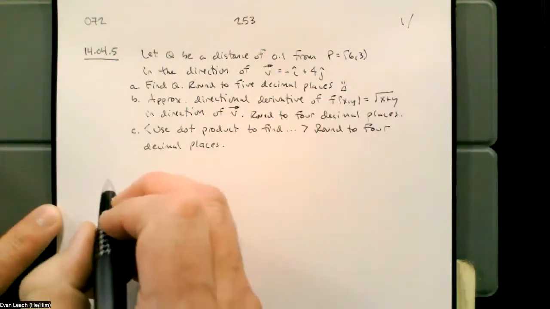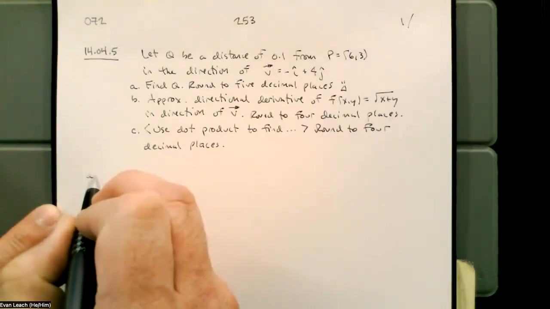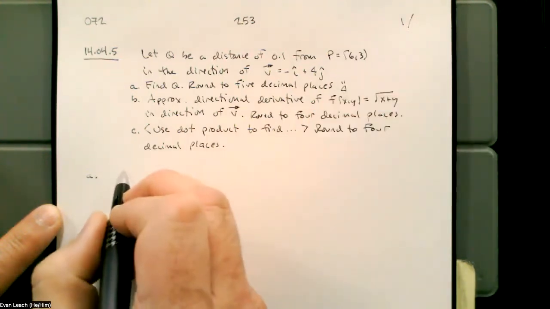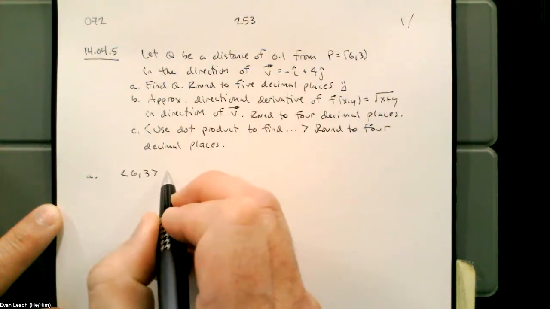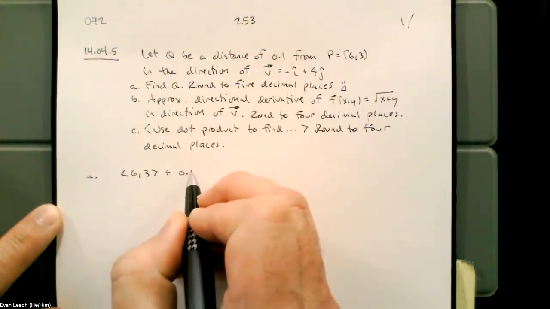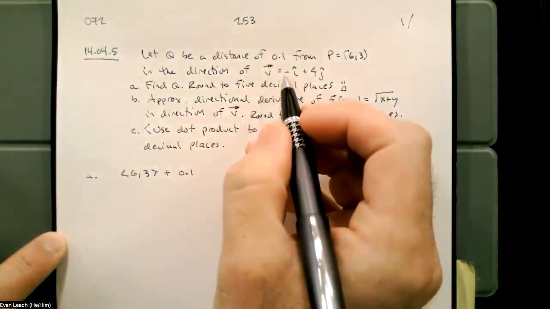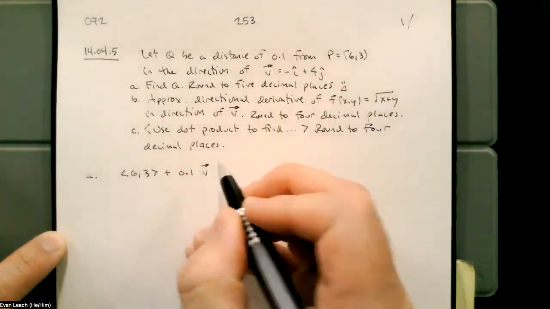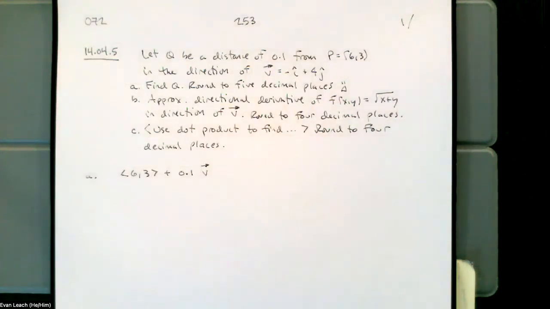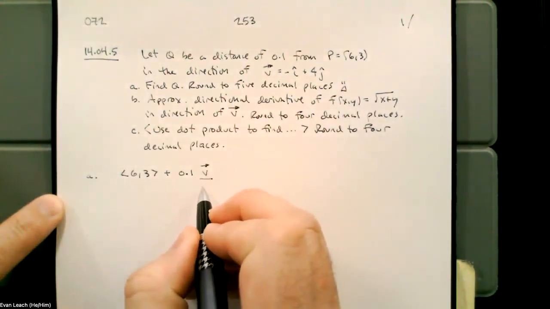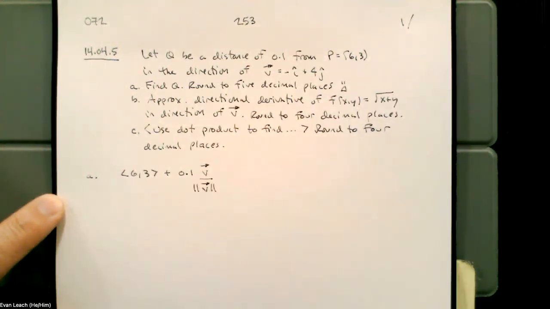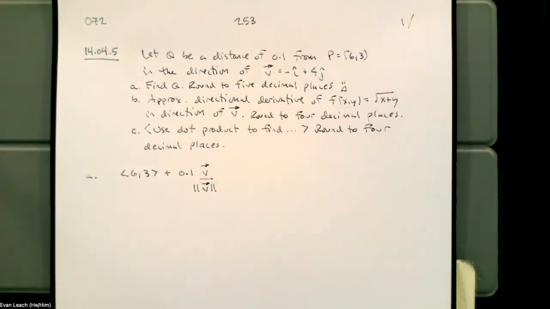So I'm going to take the point P. P is 6, 3. And I want to go a distance of 0.1 in the direction of V. But V has a length of square root of 17, it looks like. So I can't just do 0.1 times V, because that will give me too much length of V. What I want is a unit vector in the direction of V. So I'll take V and divide it by the length of V. And this will be the location of the point Q.